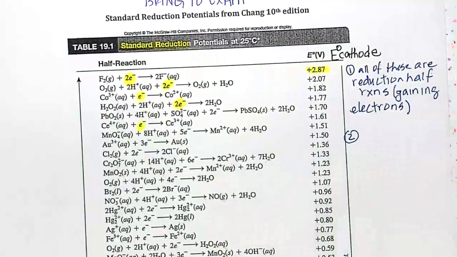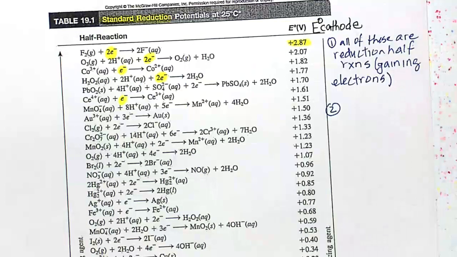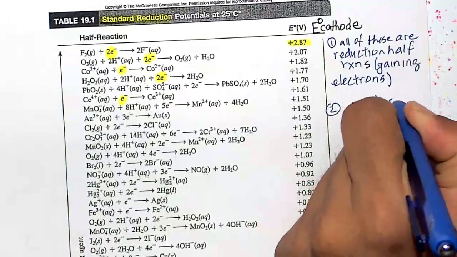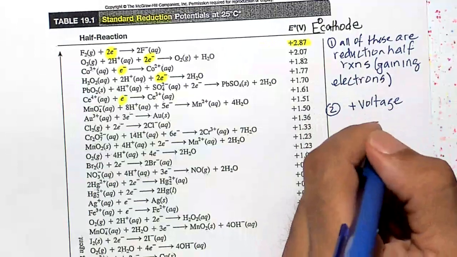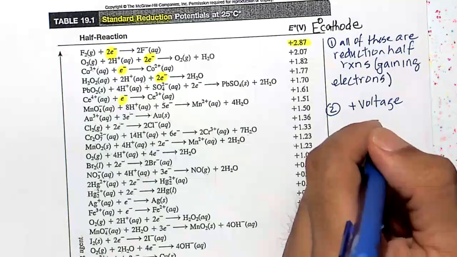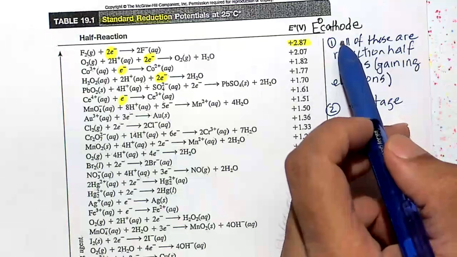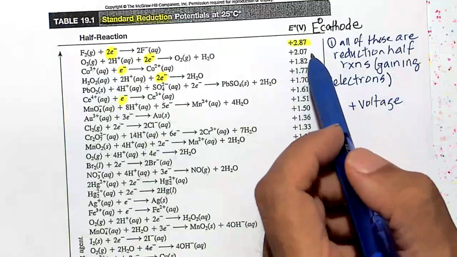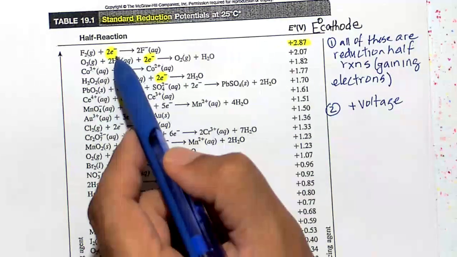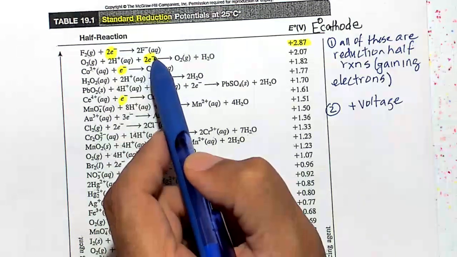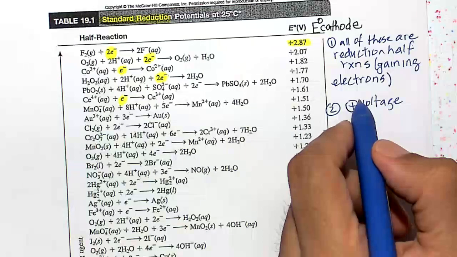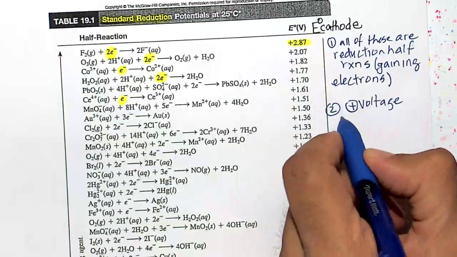The second point I want to tell you is that positive voltage means that this particular half reaction is favoring the products. That doesn't mean the whole battery is favoring the products because we have to combine this with the anode to make the battery cell. But right now, this top one is favored towards the products. F2 would like to gain 2 electrons to become F minus. So a positive voltage indicates to us that it's favoring the products.